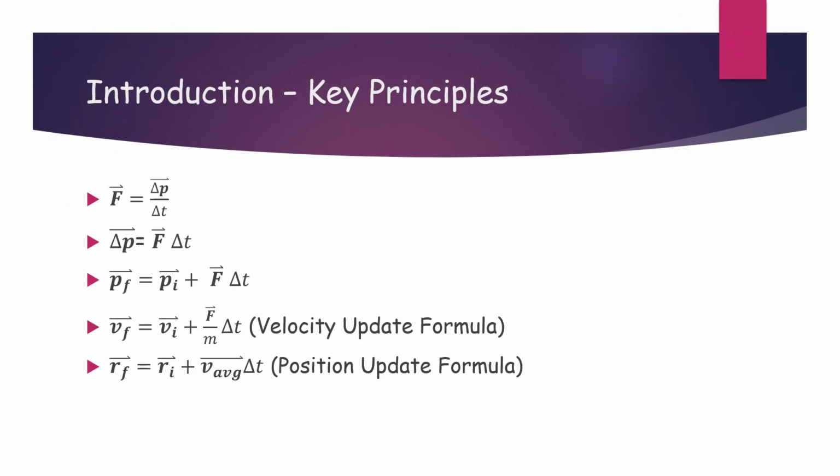Newton's second law can then be used to derive the velocity update formula, where the final velocity vector is given by the initial velocity vector plus the acceleration multiplied by a discrete time step delta t. We also have the position update formula, which will be used extensively in our computational model. The position update formula shows that the final position vector is given by the initial position vector plus the average velocity vector multiplied by time step delta t.